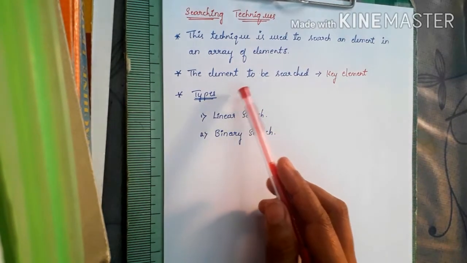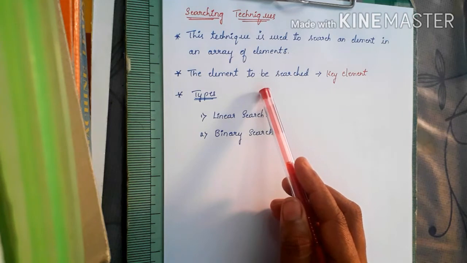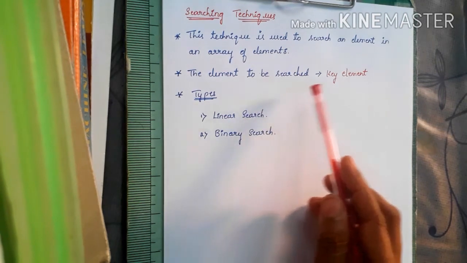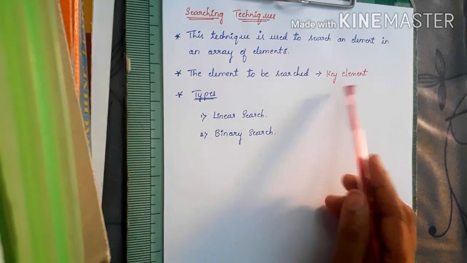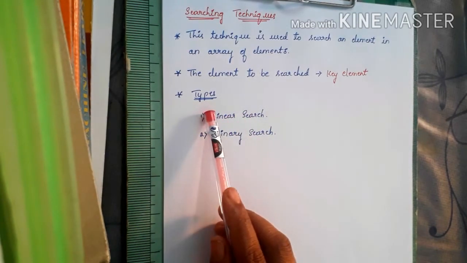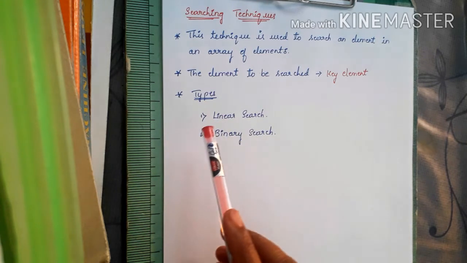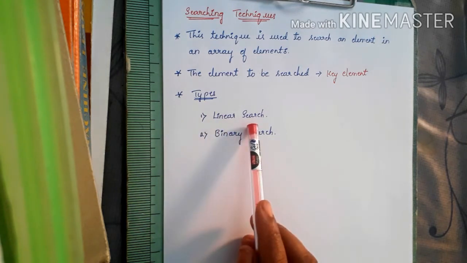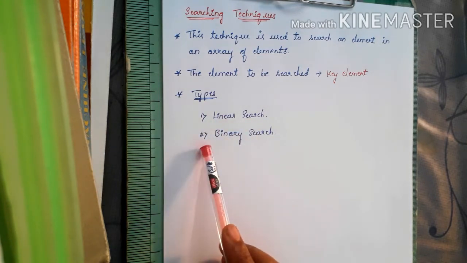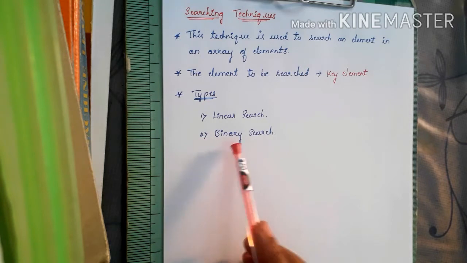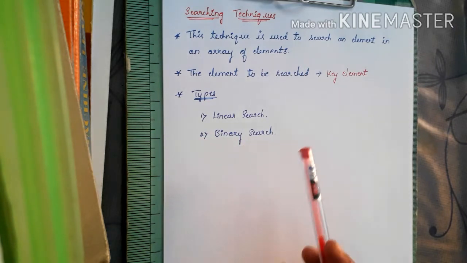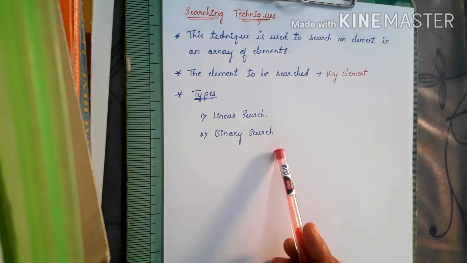The element that is to be searched, that is, the element that we want to search in the array, is called the key element. There are two types of searching techniques. The first type is linear search and the second type is binary search. Next, we will learn these two different types of searching techniques in detail.